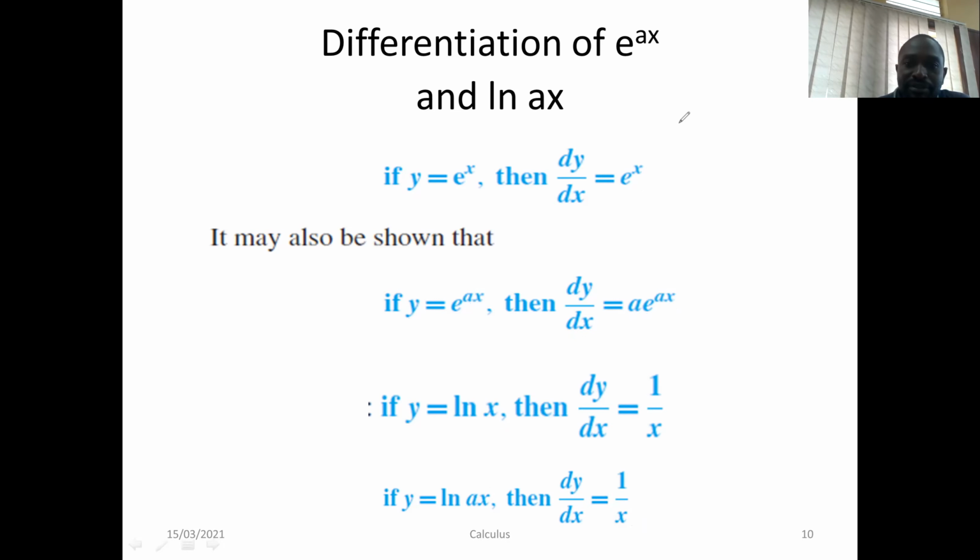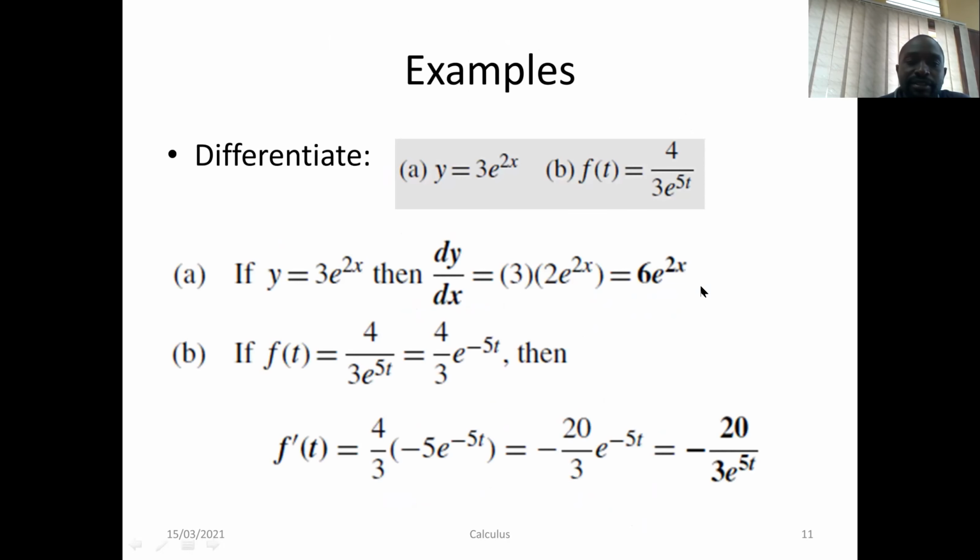So let's do some examples on this one. Let's have these two examples to do with exponential functions. Given the first exponential function in example A, y equals 3e to the power 2x, you will notice that this function has two parts. It has a coefficient 3 here. It has a constant of the variable x, 2 here.